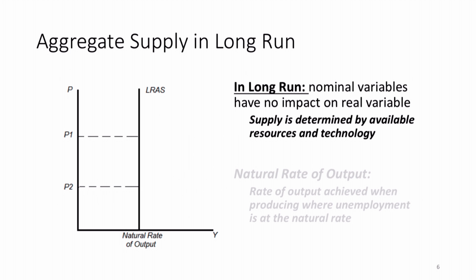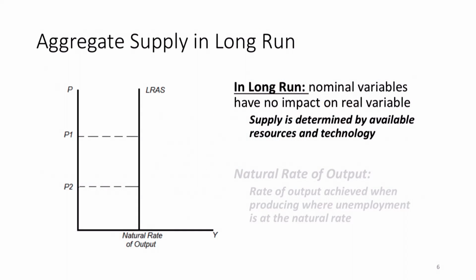So let's focus our discussion now on the aggregate supply in the long run. In the long run, as I just mentioned, nominal and real variables are separated so that nominal variables have no impact on real variables. And supply in the long run is going to be determined simply by the number of available resources in the economy, as well as the level of production technology.